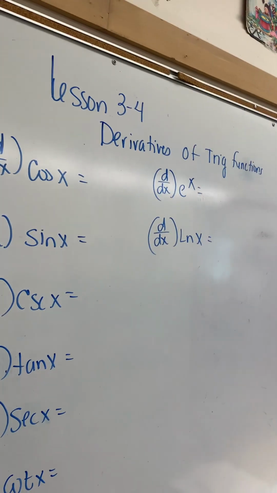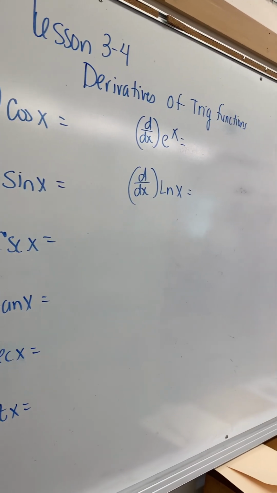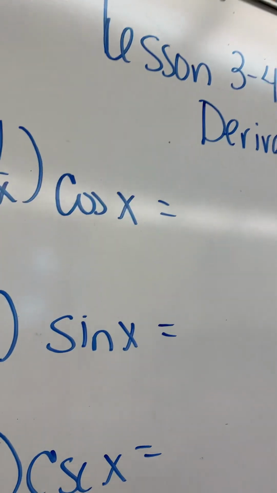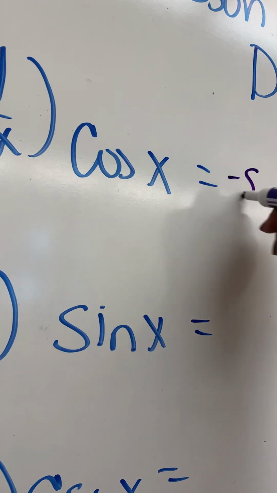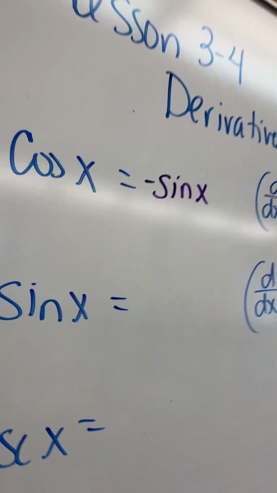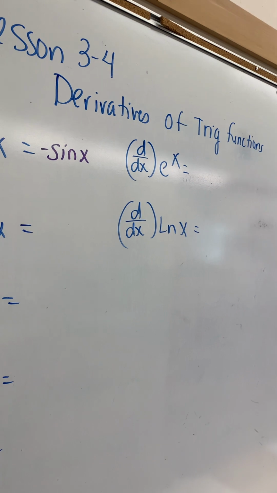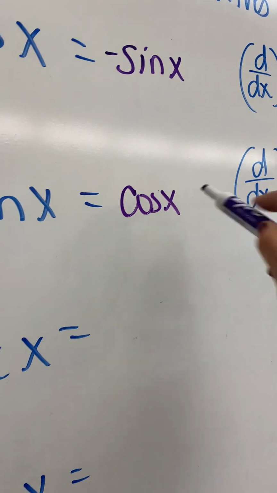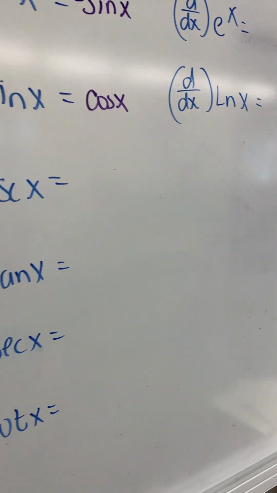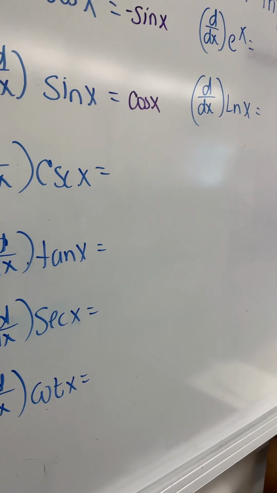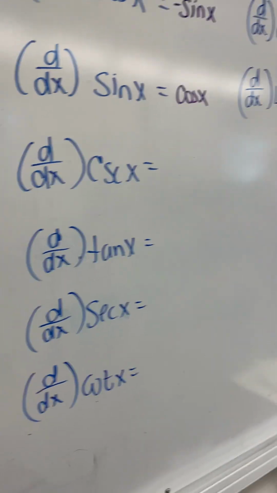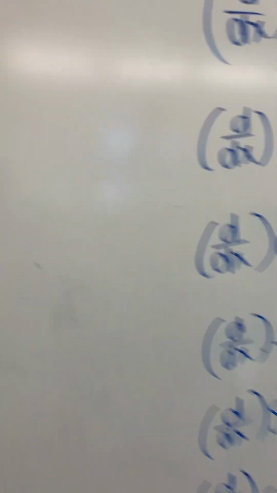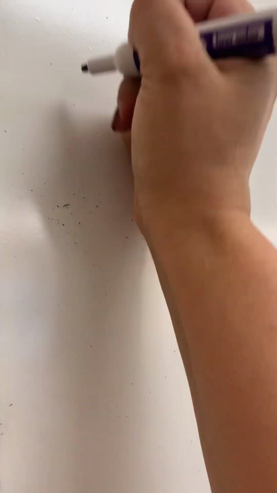Derivatives of trig functions. So now we're throwing in what the derivative of a trig function is going to be. The derivative of cosine is always going to be negative sine x. Always. The derivative of sine is always cosine x. And now we come with our reciprocal functions. So one thing that I'll show you is the tangent one. So tangent.